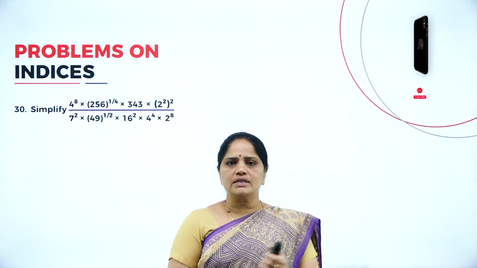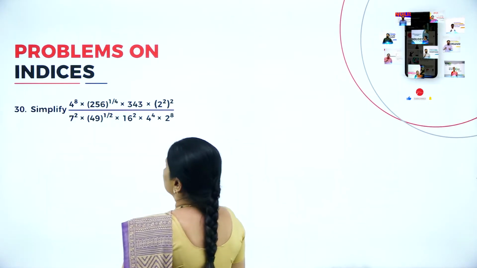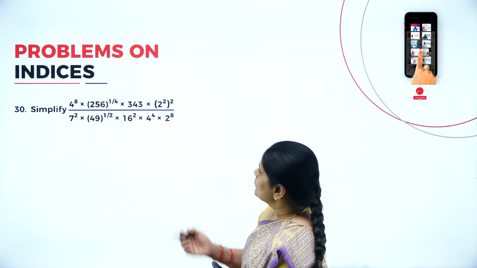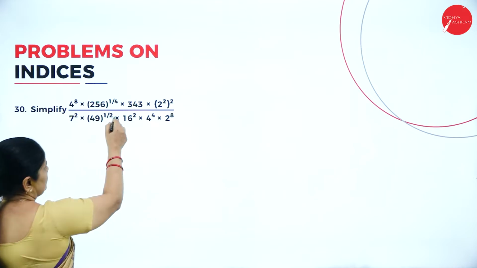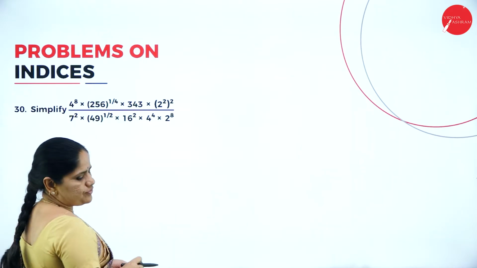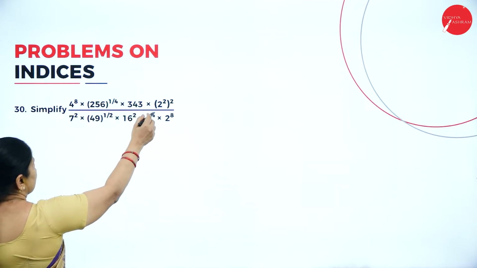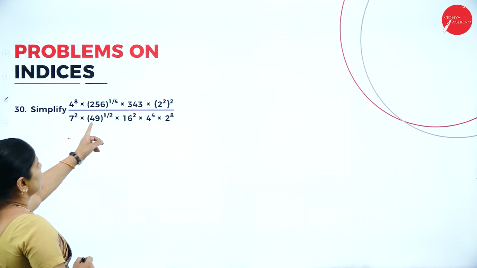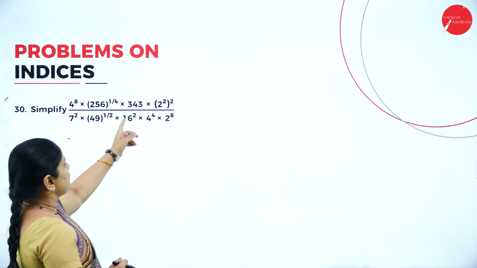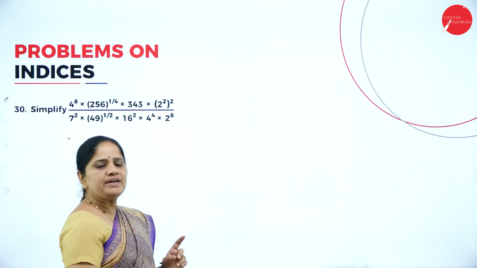So let us see what is the next problem. This is a problem on the chapter indices. We can see the problem here: 4 to the power of 8 into 256 to the power of 1 by 4 into 343 into 2 square the whole square, divided by 7 square into 49 to the power half into 16 square into 4 to the power 4 into 2 to the power 8.